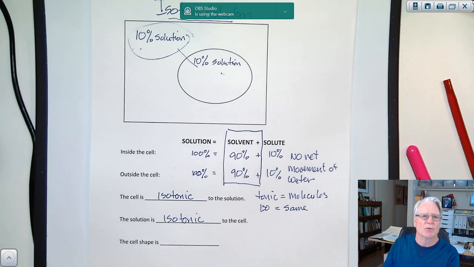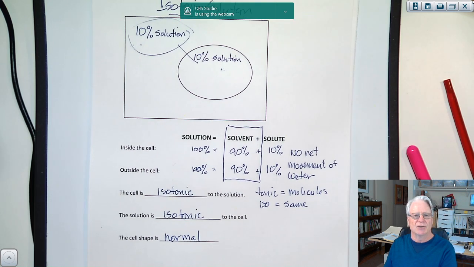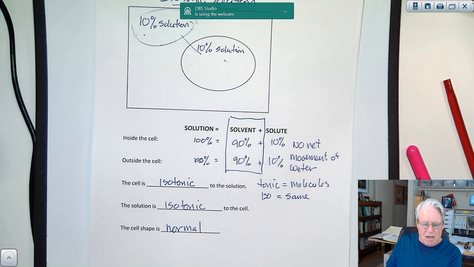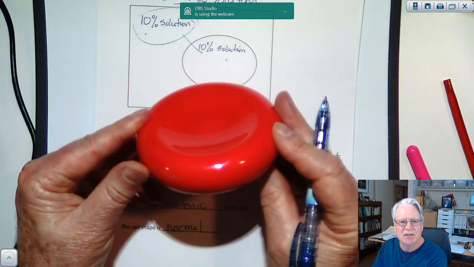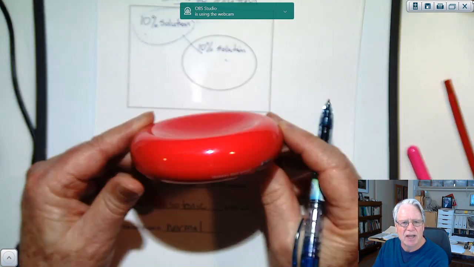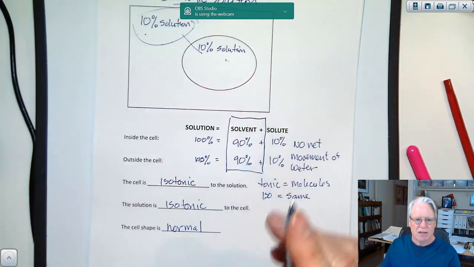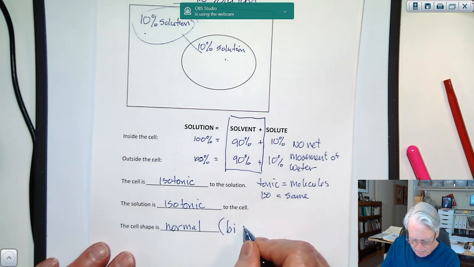Now we get to describing the shape of the cell. And what we're going to say is that the cell is normal. The shape of the cell is normal. Okay. If we're talking about a red blood cell, which we will be in our experiment, this is a red blood cell. And as you can see, the red blood cell has a particular shape. So that shape is called biconcave. So in the case of a blood cell, we can say this is biconcave.